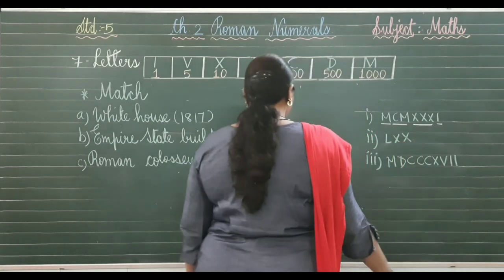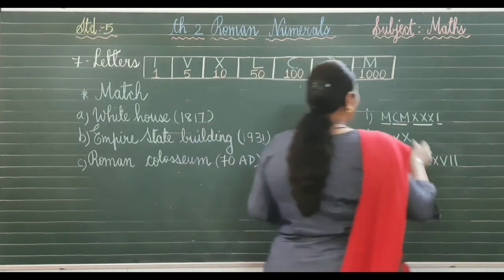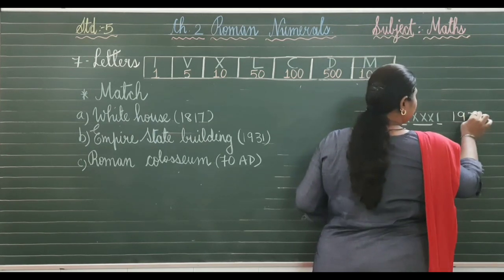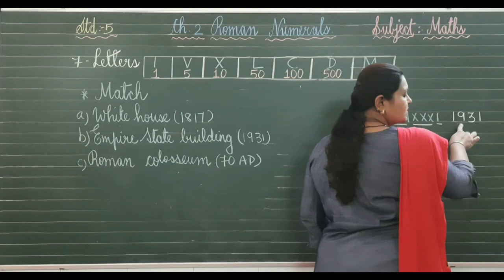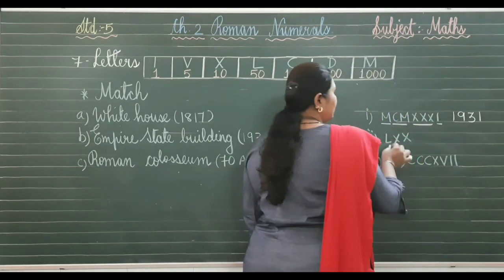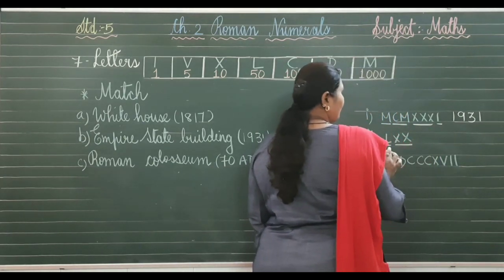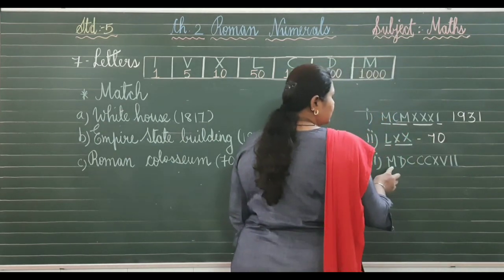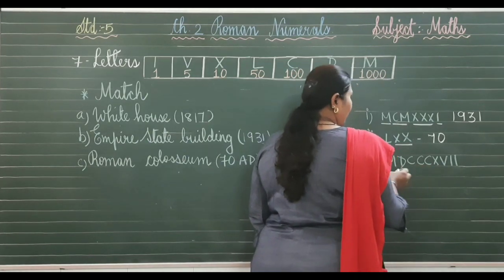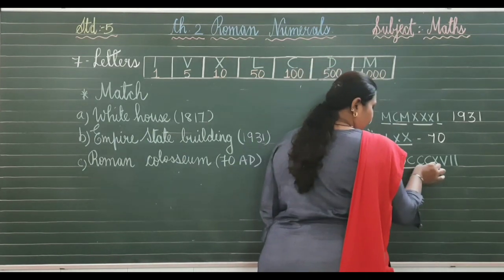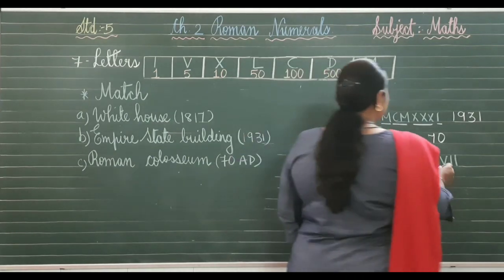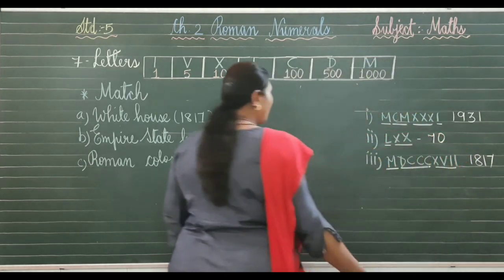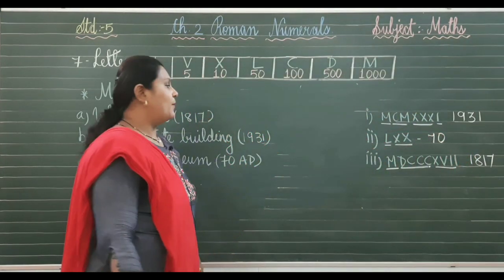First will be MCMXXXI. So one M means 1000, CM means 900, XXX means 30 and 1. This is 1931. Second is LXX. So 50 plus 20. This is 70. And this is MDCCCXVII. M means 1000, then 800 plus 17. So 1817. Now it is easy for us to match.